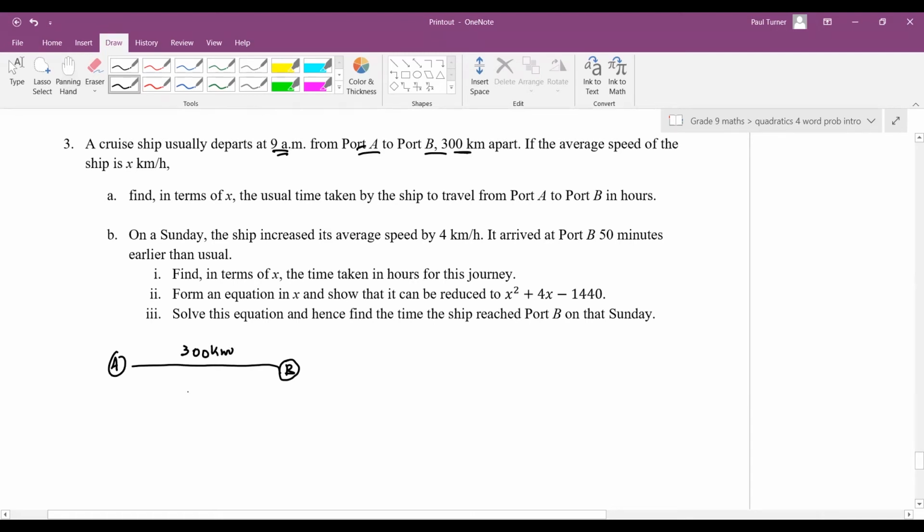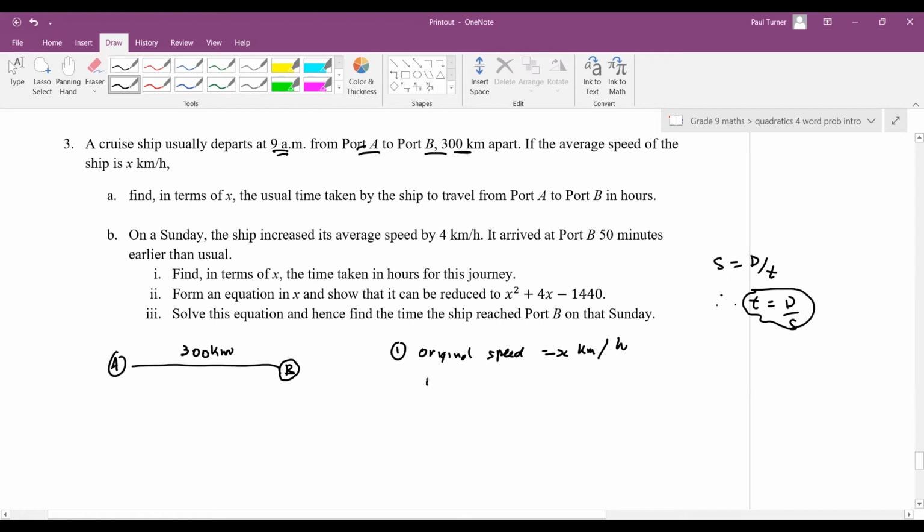Okay, so if the average speed of the ship is X, so let's write this out as our original speed, which is X kilometers per hour. So your time taken, let's write our formula. Speed is distance on time. Therefore, time is distance on speed. I always do that in case I mess them up. So I write this on the side and I refer back to this here.